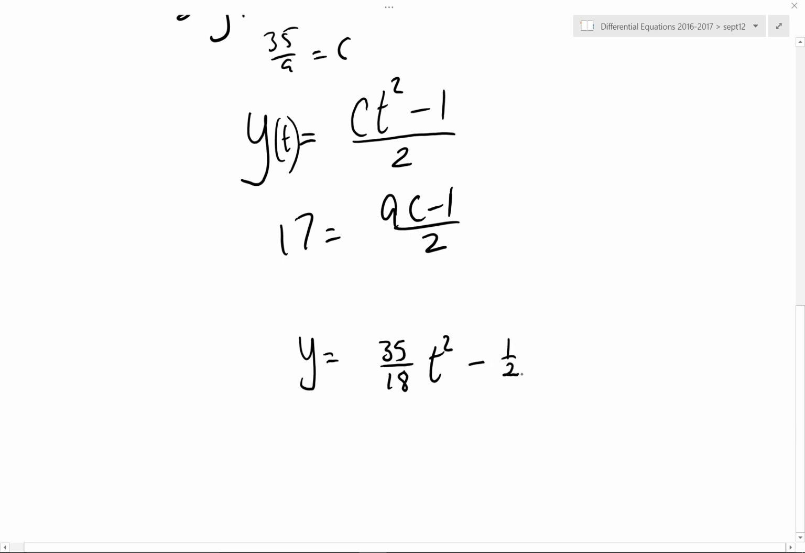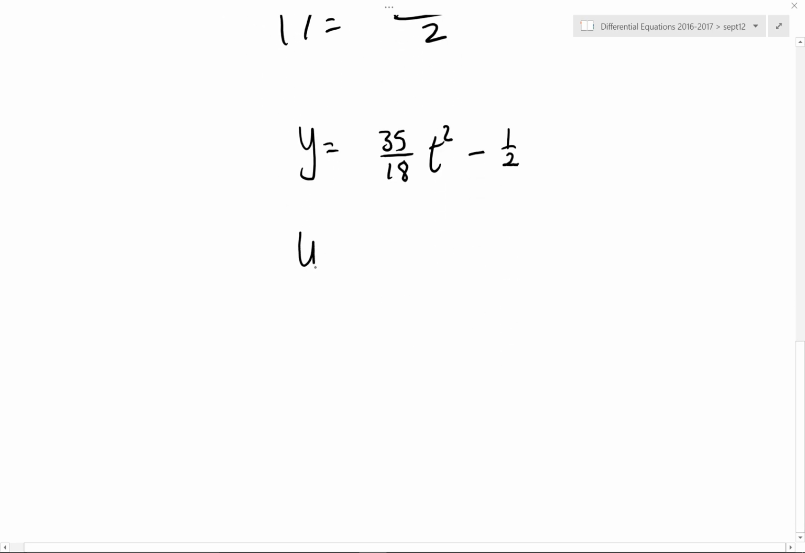35 over 9 over 2. Oh, got it. But look at this function right here. Check it out. He's pretty cute. He's a pretty nice guy. What's the derivative of this? So wait for it. Y prime is 35 over 9 t. That's weird. That's really weird.